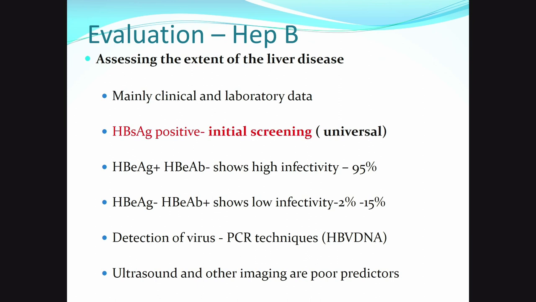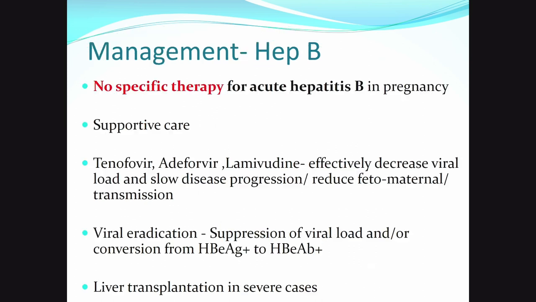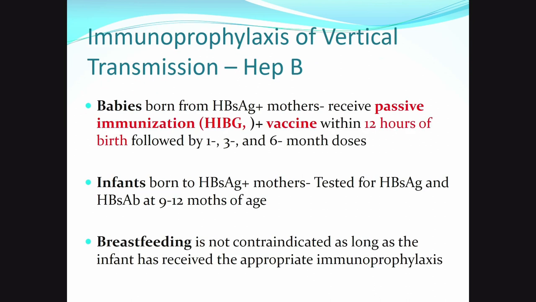For hepatitis B, we need to evaluate, and we do the hepatitis B surface antigen as a universal screen. All the women who get pregnant, we do the hepatitis B surface antigen. If it is positive, then we go accordingly by doing E antigen, E antibody, and maybe PCR to detect the viral load, etc. In hepatitis B, there is no specific therapy in acute hepatitis, but in severe cases people consider giving antivirals, considering the possibility of viral eradication. And if the mother is positive for hepatitis B surface antigen, as I mentioned, if we don't give the proper immunoprophylaxis to the newborn, the newborn will get the infection.